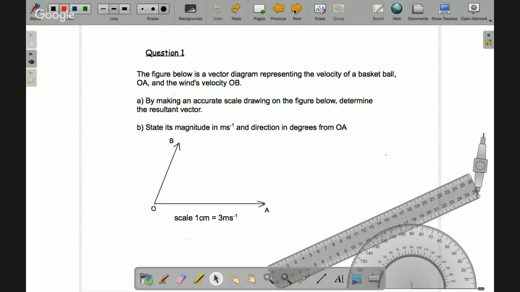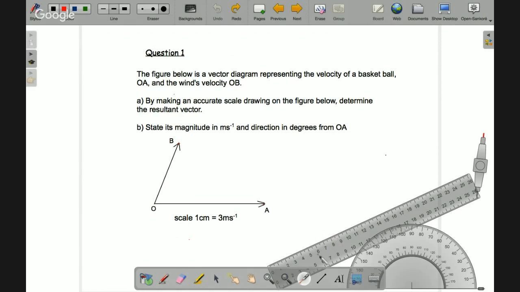All right, so if you remember when we talked about vectors and finding the resultant of vectors, this question is one where you need to find the resultant of a vector. So the figure below is a vector diagram representing the velocity of a basketball, OA. So this is the OA vector. And the wind's velocity, this is the OB vector. Now the question says, by making an accurate scale drawing on the figure below, determine the resultant vector.